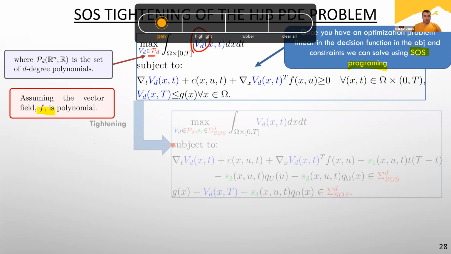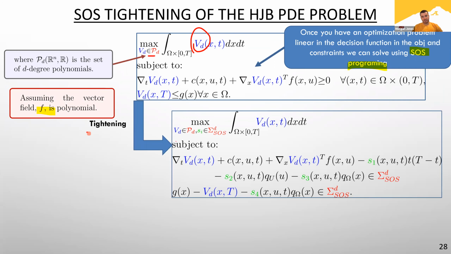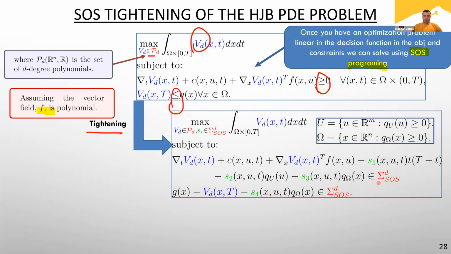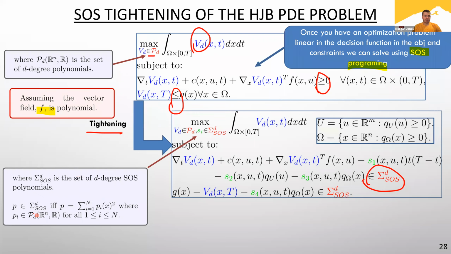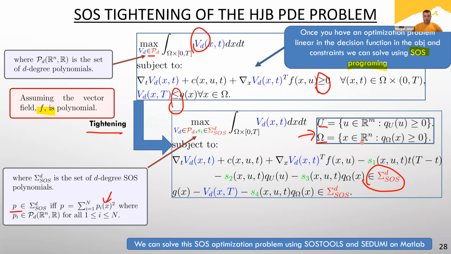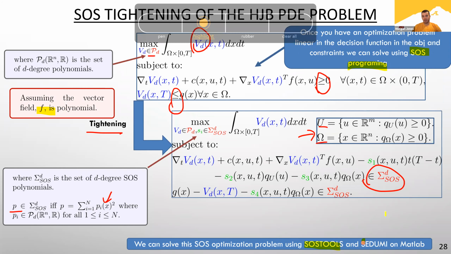And SOS programming is a procedure where you tighten the optimization problem, and instead of enforcing the inequality constraints, you now force the constraints to be SOS constraints, where a sum of squares polynomial is any polynomial P that can be written as the sum of squared polynomials. And this, of course, assumes that the input and state constraints take this semi-algebraic set form. Then you can solve this sum of squares optimization problem on the computer using software like SOSTOOLS and SeDuMi in MATLAB.